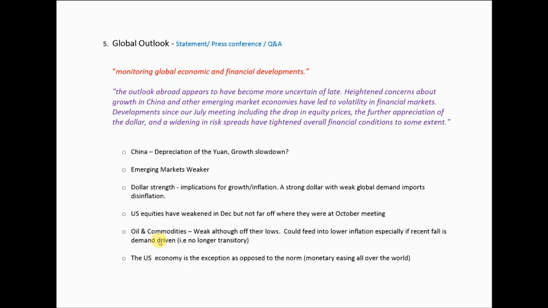If it's demand driven, it could be a problem, and not necessarily just in the context of tomorrow's potential rate hike, but in the future path of rate hikes. So it's really important to be aware of that.